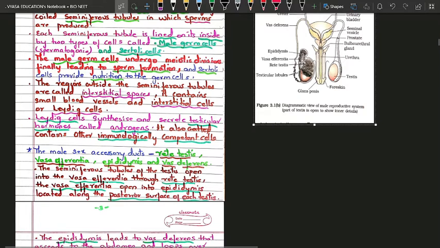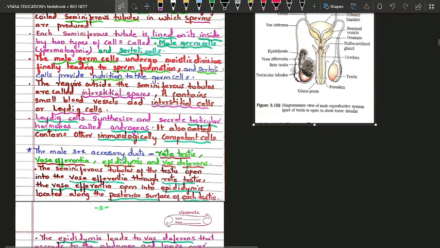So seminiferous tubules open into the vasa efferentia. Directly vasa efferentia baralla. Illinda barutte? From the rete testis it passes to the vasa efferentia. And the seminiferous tubules are directly connected to the rete testis first.